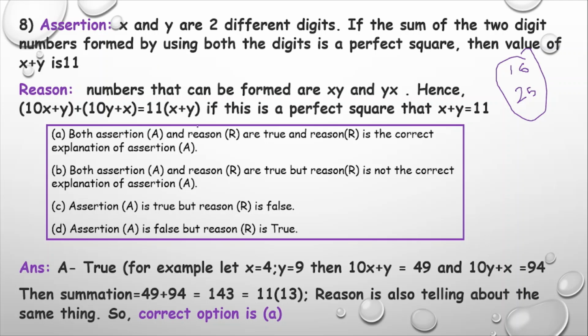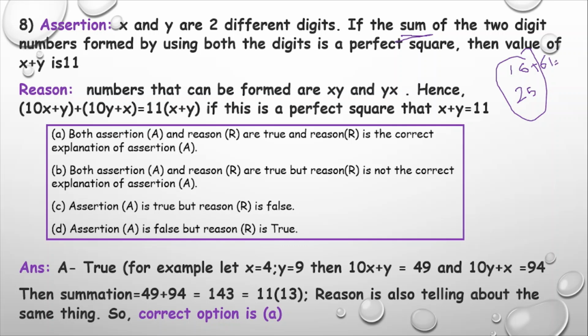Numbers that can be formed are xy and yx. When 1 and 6 are the digits, you can write 61 and 16, right? Like that, xy and yx. If the digits are x and y, the two-digit number will be 10x plus y, right? If the digits are y and x, the two-digit number will be 10y plus x. So they are telling the summation of the numbers formed. That is 16 plus 61 when you reverse the digits.